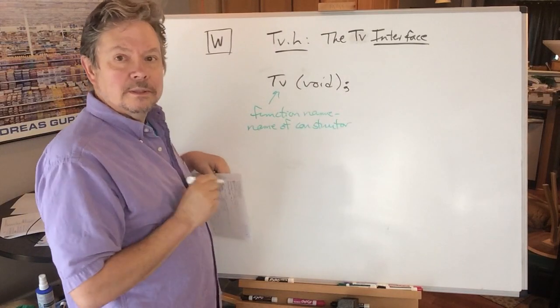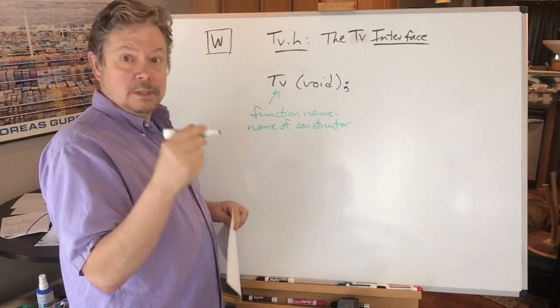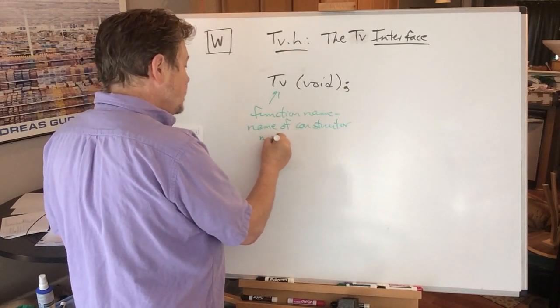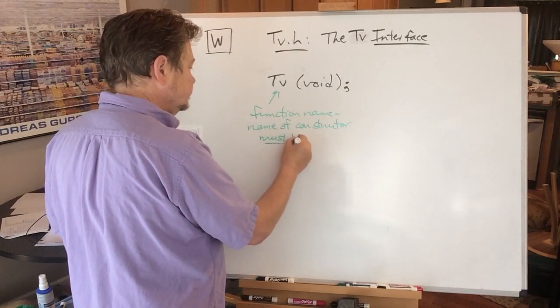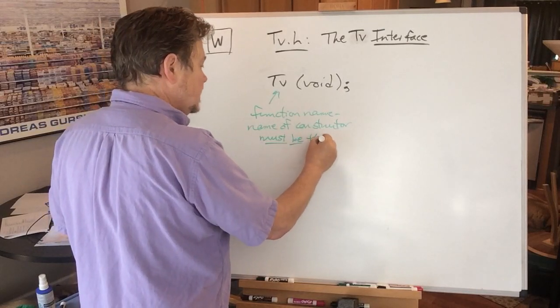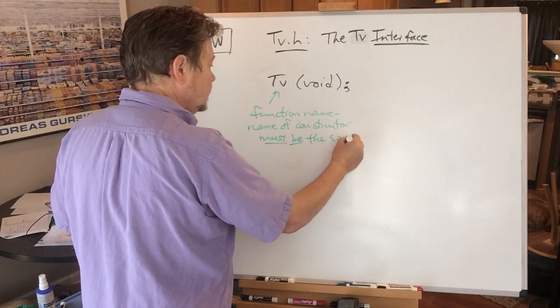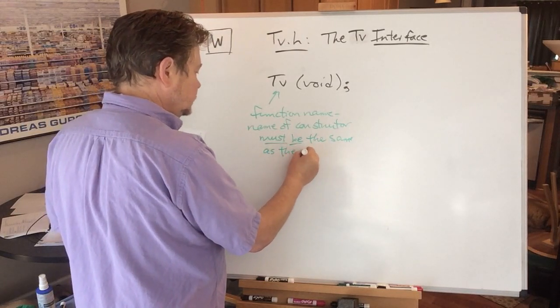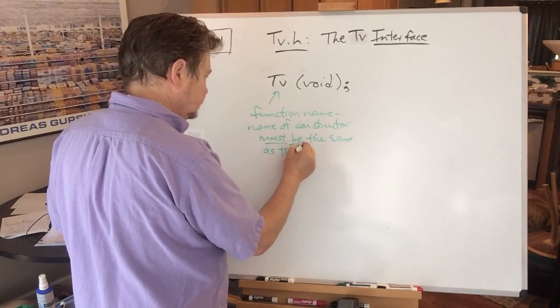We had no choice. It must be the same as the name of the class. Function name. Name of constructor must be the same as name of the class. I'll abbreviate that. The same as the class name. Is that abbreviated?